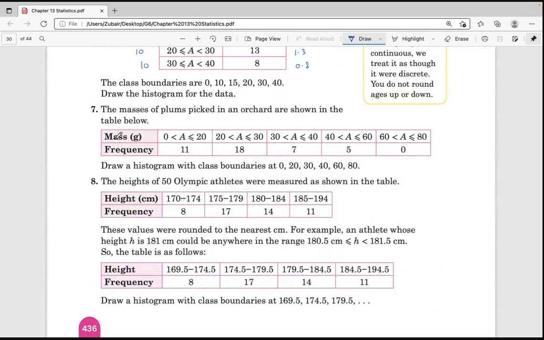So, next question. The demand histogram with boundaries at 0, 20, 30, 40, 60, 80. Frequency density was required because of uneven classes. Let's see what we have next.